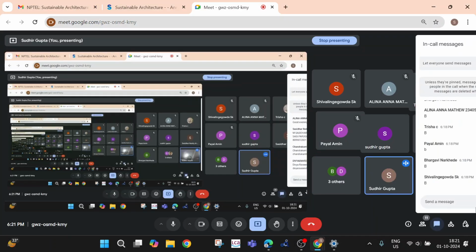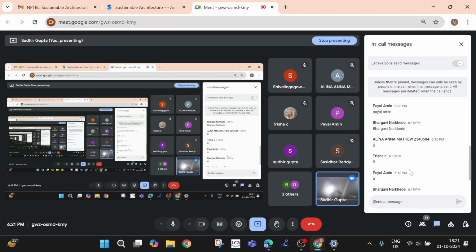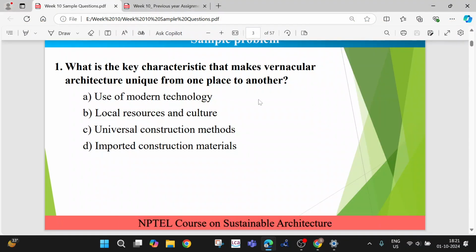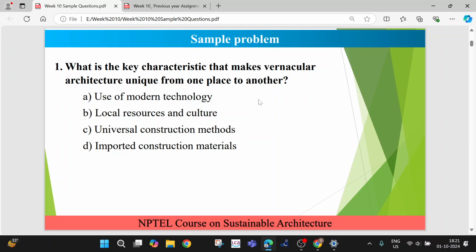So I think this question you can easily answer, and all of you have given your answers. B, and all of you have given the right answer. B is the right answer for this question. That is the local resources and culture. This is the key characteristic that makes vernacular architecture unique from one place to another. Vernacular architecture is shaped by local resources and traditions, making it unique to each region. This was discussed in the third slide of the video lecture. You can refer to it also if you have some doubt about the definition of vernacular architecture. And I think most of you are clear and have given the right answer.